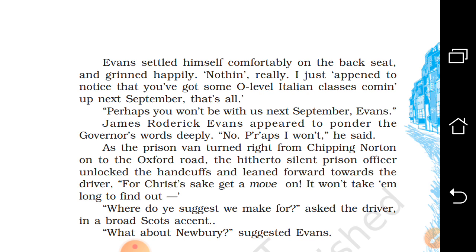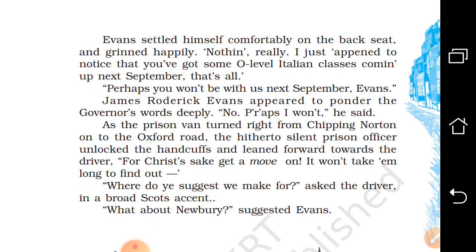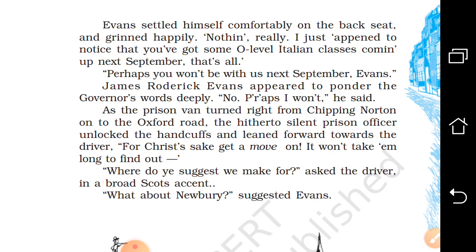As the prison van turned right from Chipping Norton on to the Oxford Road, the hitherto silent prison officer unlocked the handcuffs and leaned forward towards the driver. "For Christ's sake, get a move on. It won't take them long to find out." "Where do you suggest we make for?" asked the driver in a broad Scotch accent. "What about Newbury?" suggested Evans.